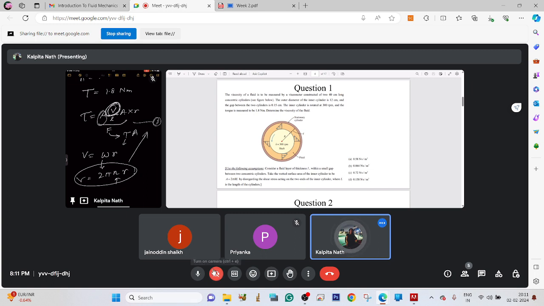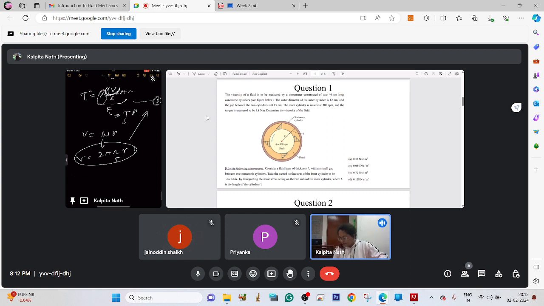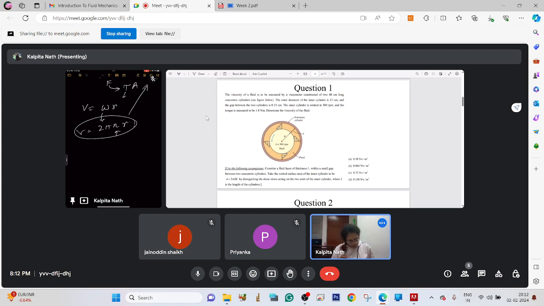Has anyone solved it? D, ma'am. Yes, correct. Okay, so let's solve it now for ourselves. First of all, we already know that torque is equal to, by simple mechanics, force into radius, right?